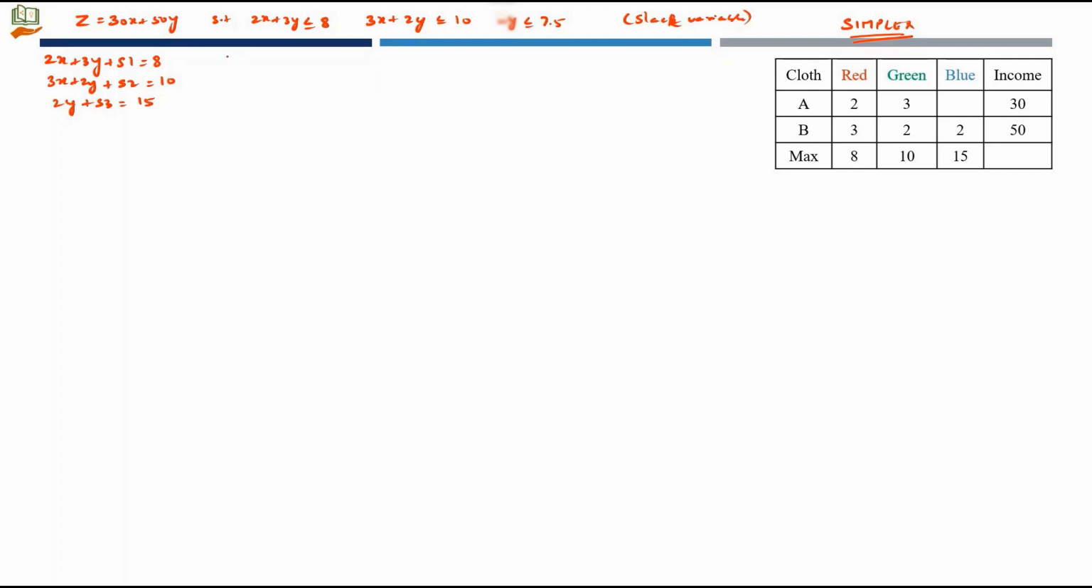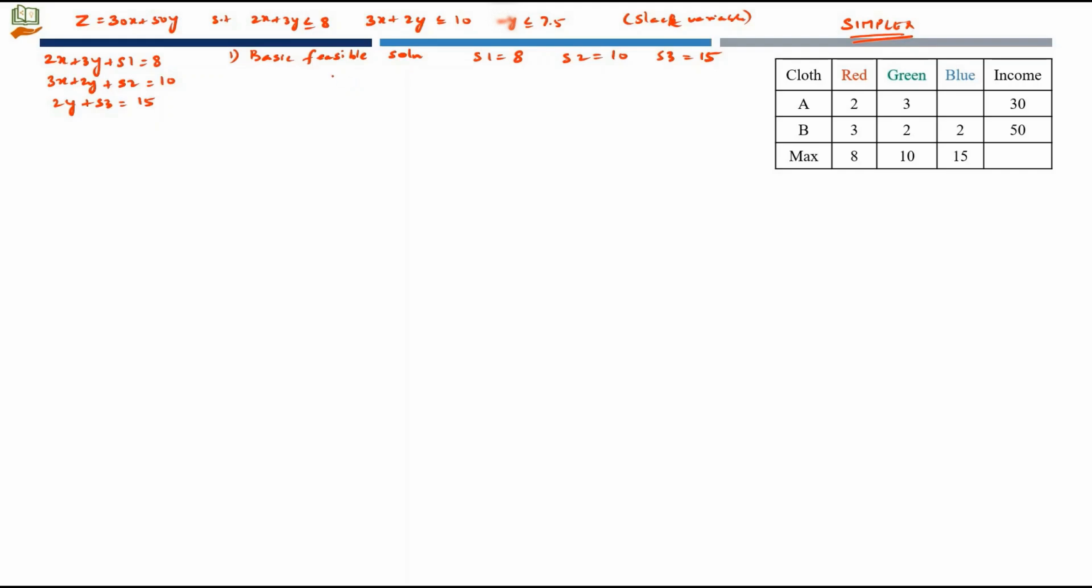The first step in the simplex method is to find the basic feasible solution. In the graphical method, we turn either the x value as 0 or the y value as 0 and then find the other value to plot in the graph. Here you have to make both x and y 0 and find the s1, s2, s3 values. So s1 will be equal to 8 when x and y are 0. S2 is going to be 10 and S3 is going to be 15. This is the basic feasible solution.